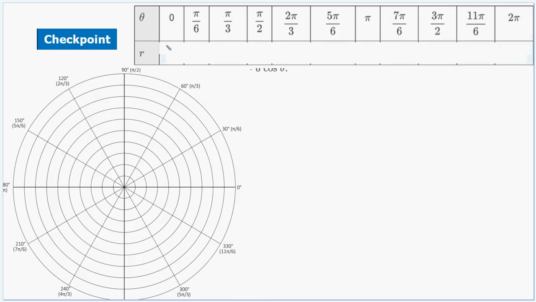At 0, you should have got an output of 6. The next one, pi over 6, should have been 3 root 3, or about 5.2. Pi over 3, the cos is a half. Half times 6 is 3. And if we think back to when we graphed these, again, this was 6 cos theta. Where is cosine equal to 0? Cosine is equal to 0 at the top of the unit circle at pi over 2. I know that's going to be a 0. And also at 3 pi over 2. So we can plug in that right now.